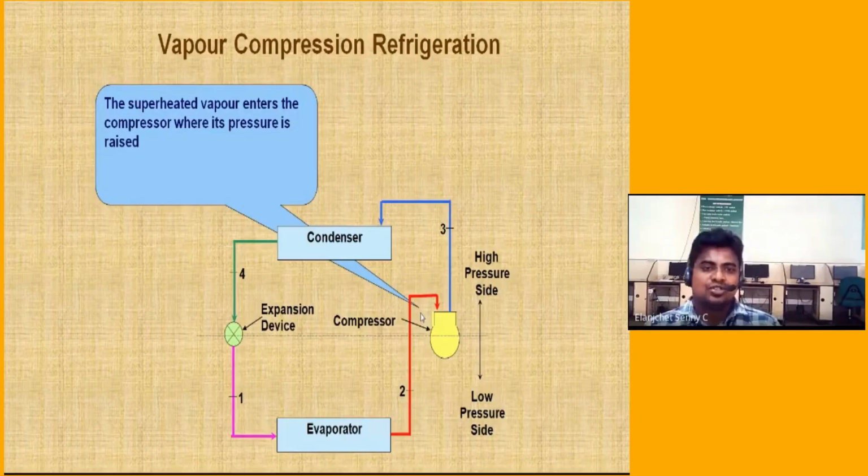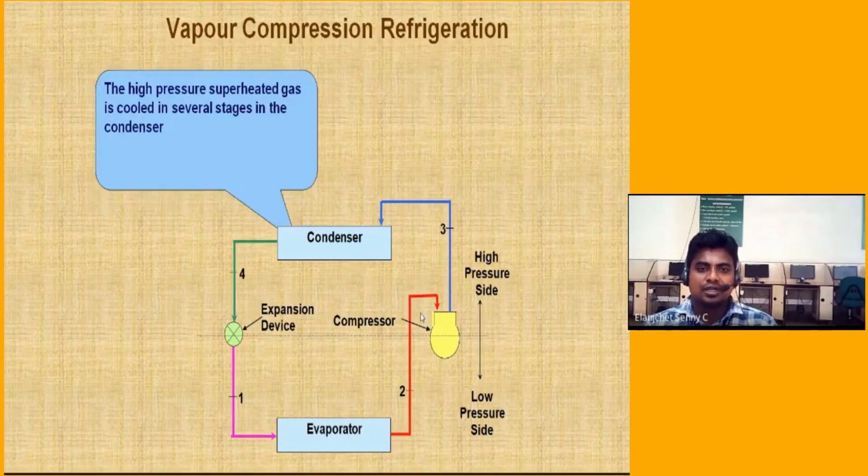Then comes the compressor, where the pressure is raised. That means low pressure liquid refrigerant enters the evaporator. In the evaporator, it absorbs the heat and gets converted into superheated vapor. But the only condition is the pressure is low. That superheated low pressure vapor is given to the compressor to convert into high pressure vapor. So that is the function done by the compressor.